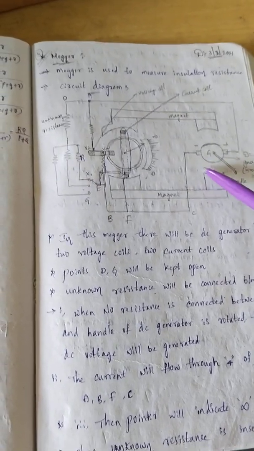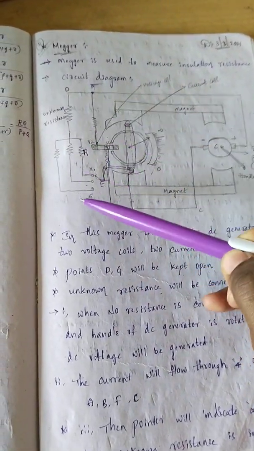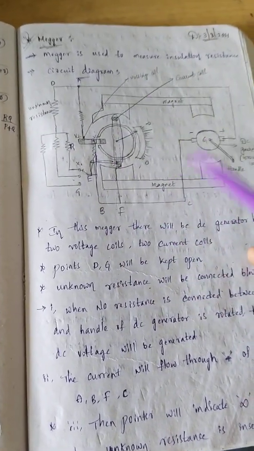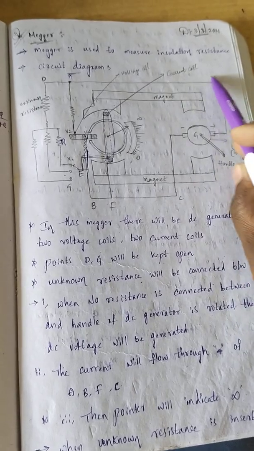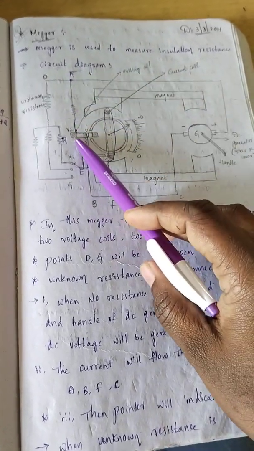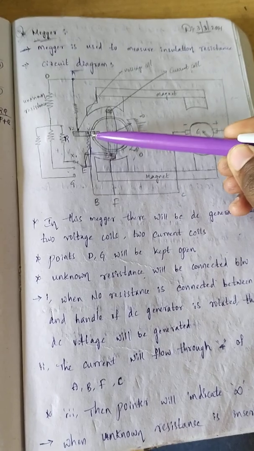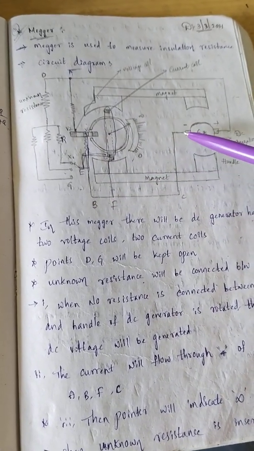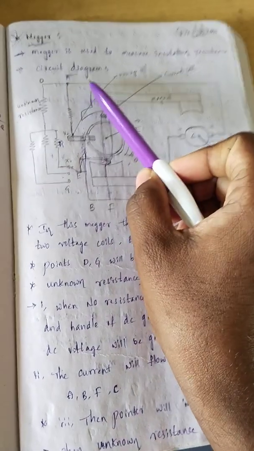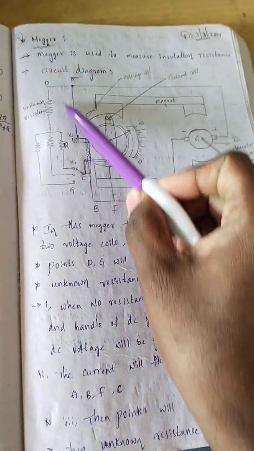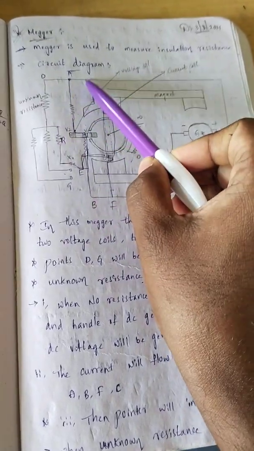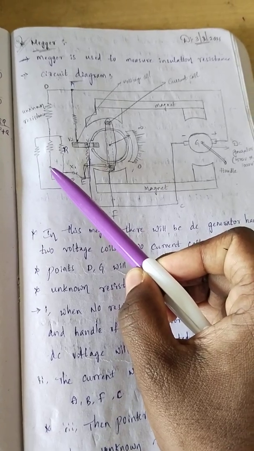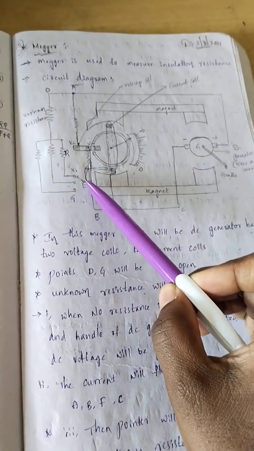Now let us take the second case. In this case I will connect some resistance here. Now let us see the scenario. The current will start flowing like this. Current will come to V2 and flow through this voltage coil, come to B, F, C and to negative. And another current will also flow. From here the current will be divided. One current will flow through here like this, and another current will come to this D and flow through this unknown resistance which is connected here. It will come to E.